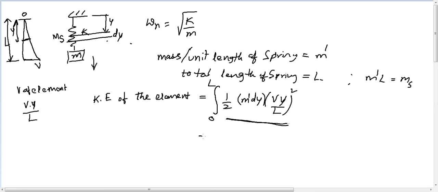Now after integration we will get half m dash. All these are constant except y square, so I'm taking v square by l square out of the integration, into y square dy. Integration is y cube by 3, and after application of the limits we will get l cube by 3.